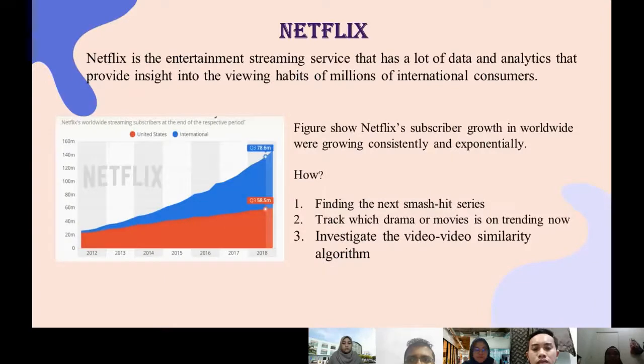Next is Netflix. Netflix is an entertainment streaming service that has a lot of data and analytics that provide insight into the viewing habits of millions of international customers. This graph shows Netflix subscriber growth worldwide, consistently and exponentially. How Netflix uses big data: Netflix is always finding the next smash hit series, and it always checks which drama or movie is trending now. And thirdly, it always investigates the video similarity algorithm.